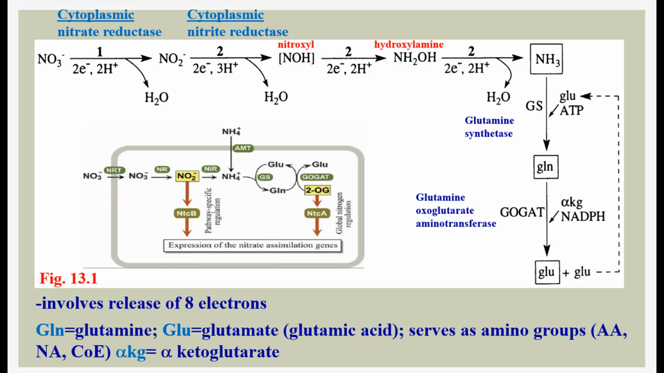The assimilatory nitrate reduction pathway involves two enzymes, the cytoplasmic nitrate reductase and the cytoplasmic nitrite reductase. The cytoplasmic nitrate reductase reduces nitrate to nitrite, and the cytoplasmic nitrite reductase reduces nitrite to ammonia. So here, nitrate is taken up by the cell via a nitrate transporter. Once in the cell, it is reduced to nitrite and then to ammonia, and then ammonia becomes incorporated into the organic nitrogen compounds in the cell, such as glutamine and glutamate.